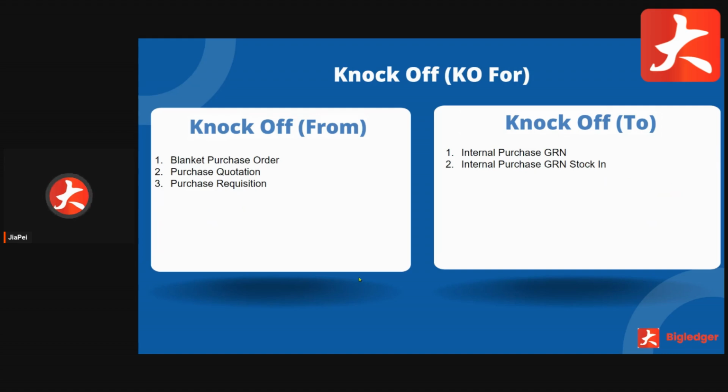In the knockoff part, we have two parts for the knockoff. In the purchase order, we usually knock off from a blanket purchase order, purchase quotation, or purchase requisition. So you can just knock off one of them in the purchase order. After you create the purchase order, the next step will be to receive the stock. When you receive the stock, we have two applets. You can use the internal purchase GRN applet or the internal purchase GRN stock in applet. But usually we will go to the internal purchase GRN applet.